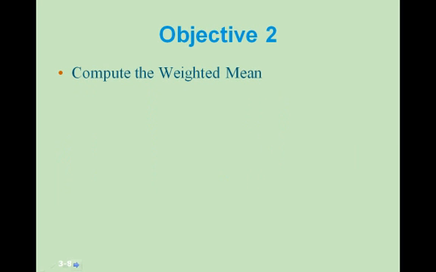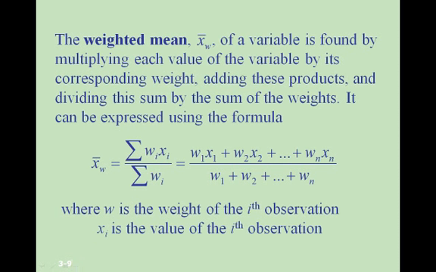Objective 2, we want to compute the weighted mean. The weighted mean, x bar with a subscript of w, of a variable is found by multiplying each value of the variable by its corresponding weight. Then we add these products and divide the sum by the sum of the weights. So we see the formula here for finding that. w sub i is the weight of our observation, and x sub i is the value of that observation.